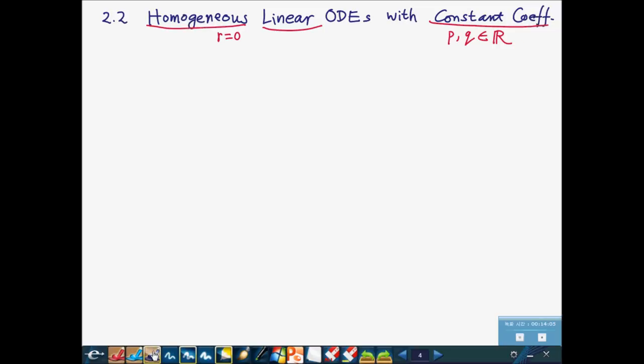So your equation for this type is this: y double prime plus a y prime plus b y is 0. Okay? So here a is actually p and b is q. To emphasize that it's a number, we use a and b instead of p and q, okay? For clear distinction.